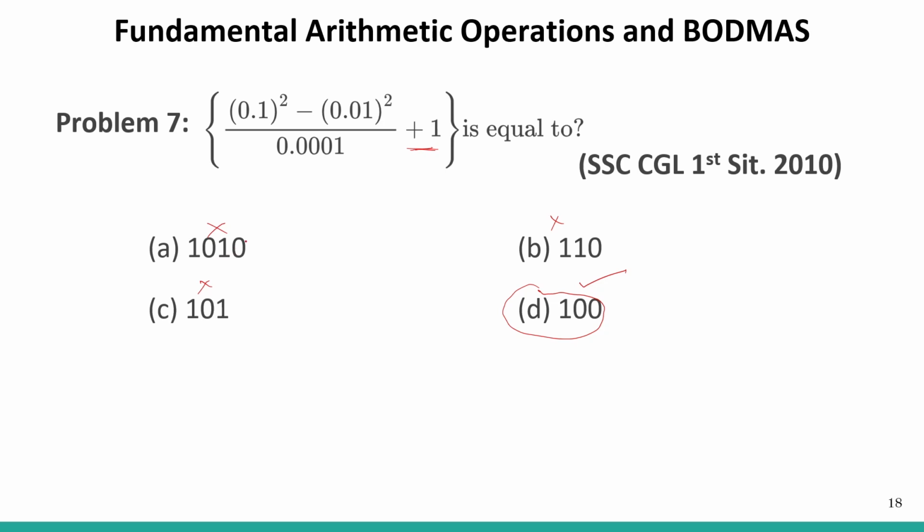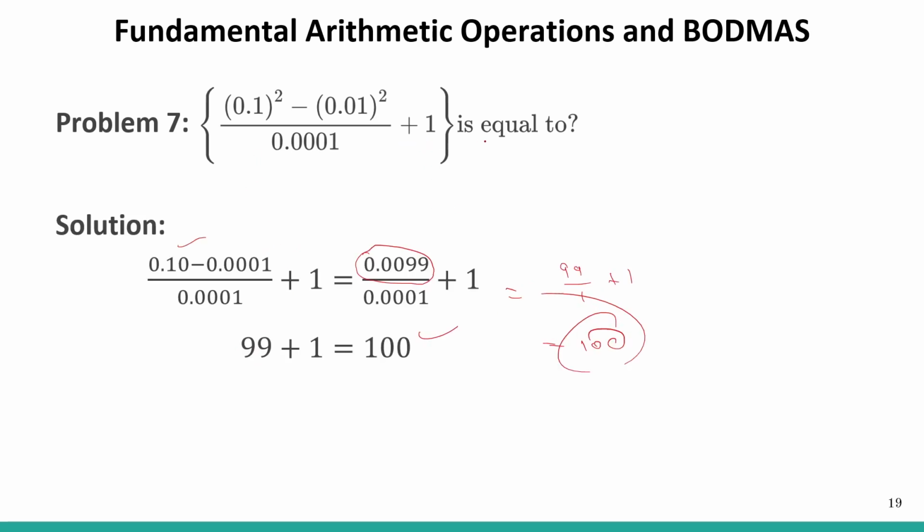So this problem also seems a bit tricky, but nothing. What you need to do is follow the BODMAS rule. So what does the BODMAS rule tell us? You search for brackets first. There are multiple brackets: this bracket, this bracket, this bracket. So you start with the innermost brackets. The innermost brackets are this bracket and this bracket, so you simplify these first.